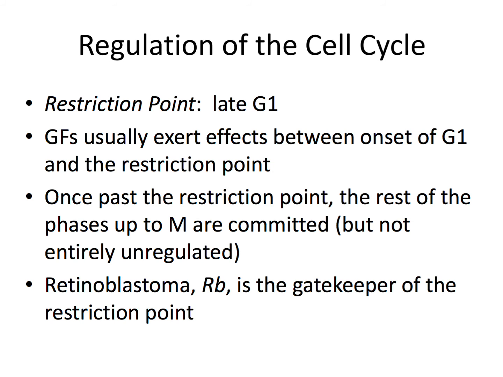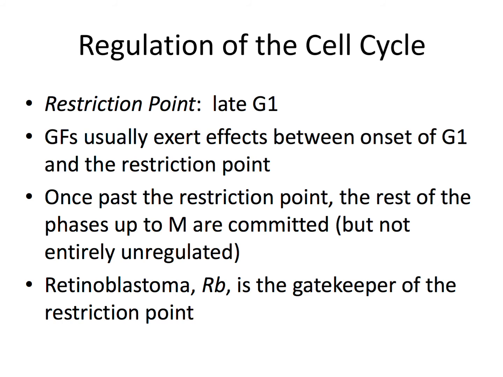Okay, so the main restriction point is in late G1, in other words, before DNA synthesis, and this is where you really want to arrest the cells before they go on to start replicating DNA. So growth factors, here abbreviated GF, usually exert their effects between the onset of G1 and the restriction point. So telling the cell to let's go through the cell cycle and divide. So once past this restriction point, the rest of the phases up to mitosis are pretty much committed, even though there is some regulation there.